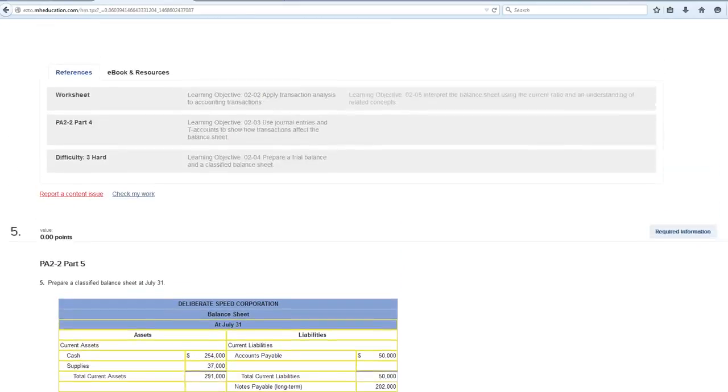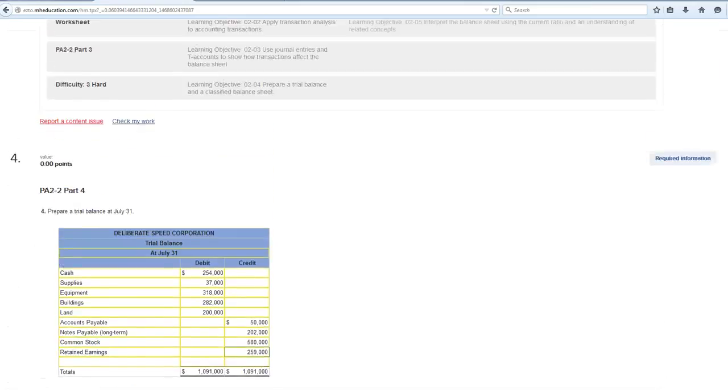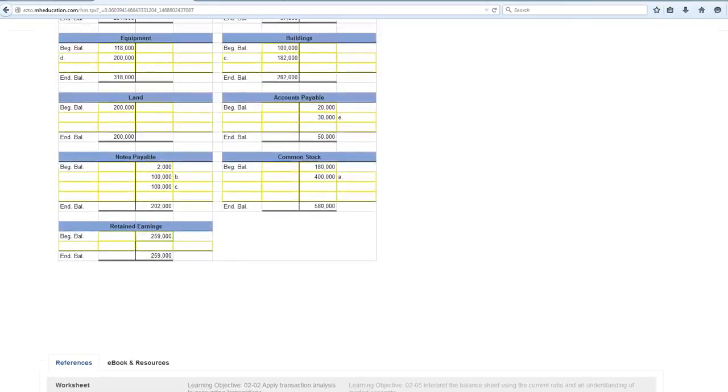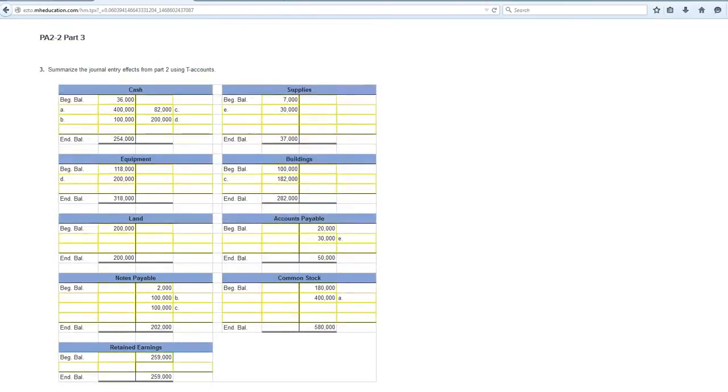Feel free to try the practice problem, or you can go on to the homework problems, and a very similar problem has been assigned to you. Remember, you can use the hints. You can use the check my work 3 times for each problem, and you can submit your homework problems in total up to 3 times.